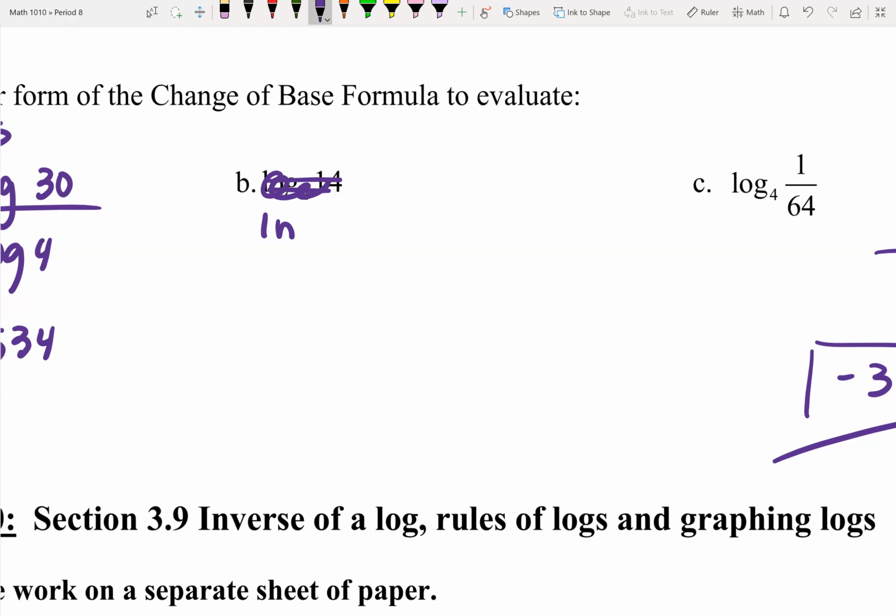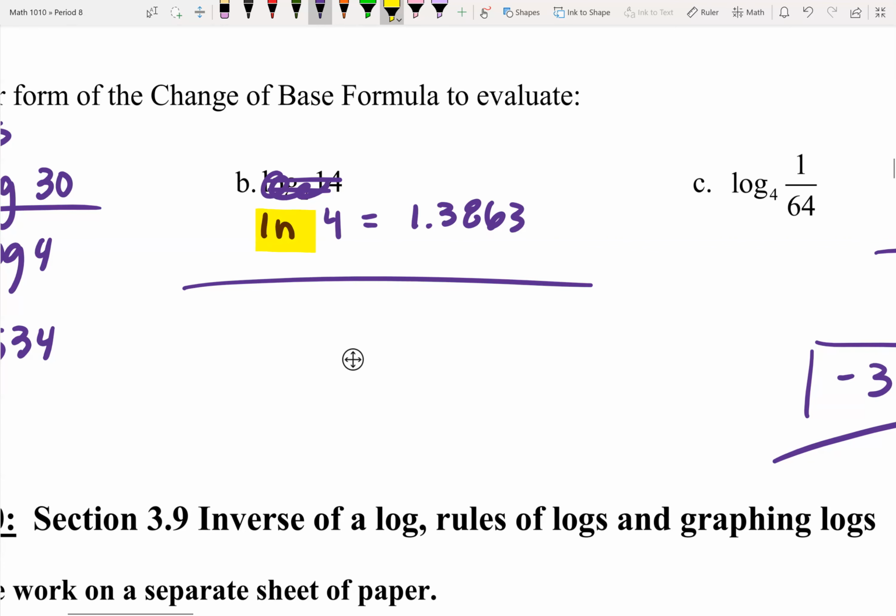Okay, everybody go ln 4. If you were evaluating the ln of 4, there's an ln button. So everybody just go ln 4, close it off, hit enter, 4 digits, 1.3863. Done. Easy. Draw a line. ln is the same thing as, tell me, log base e. So log base e of 4. Above the line and below the line are the same because ln is log base e.